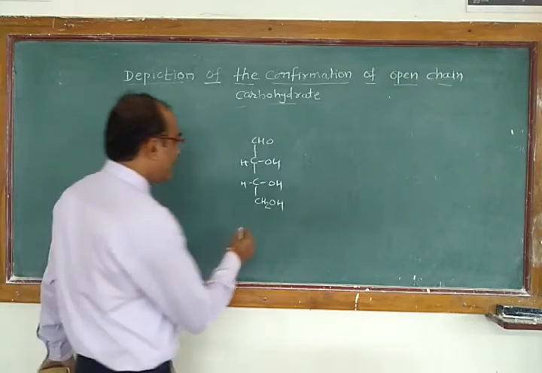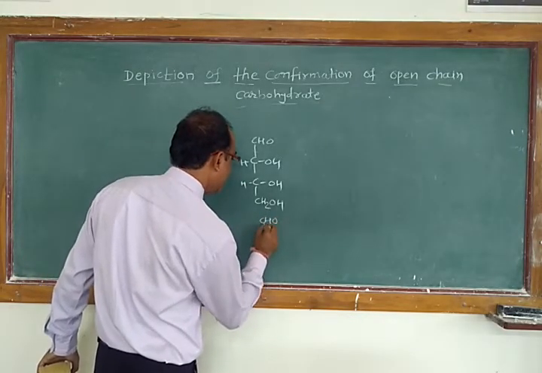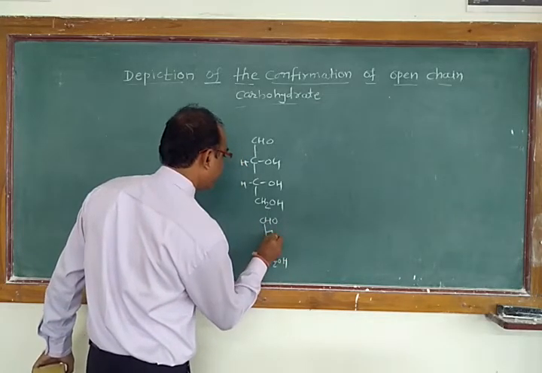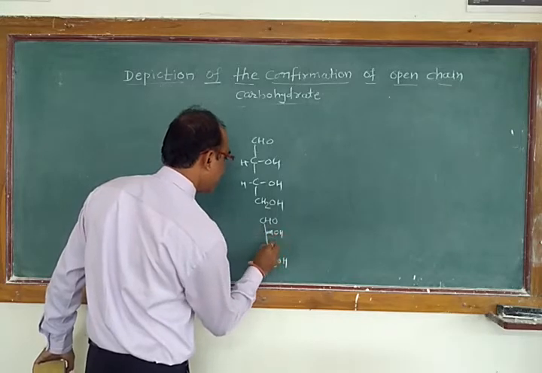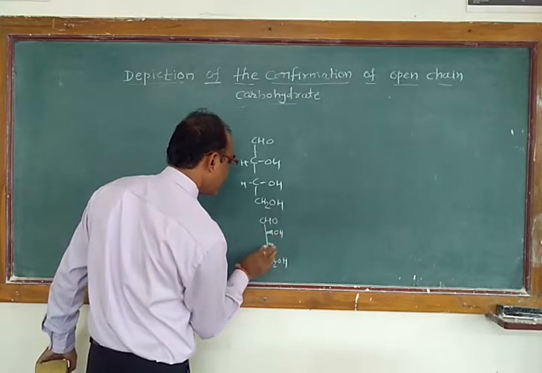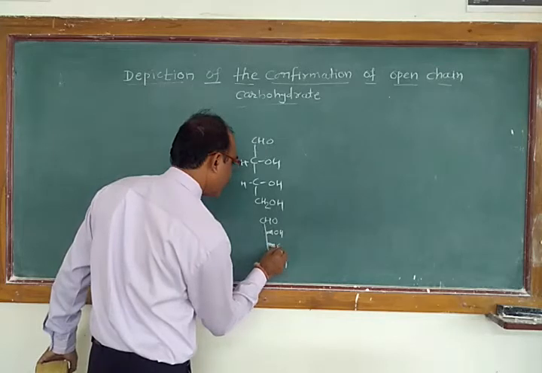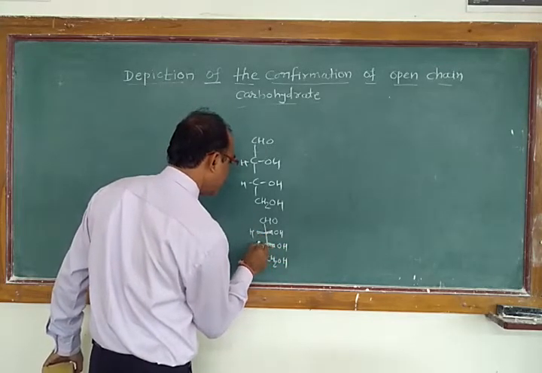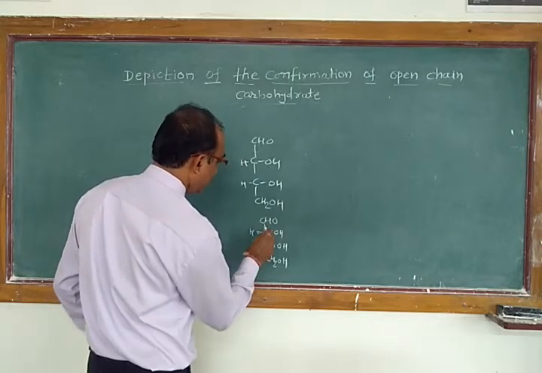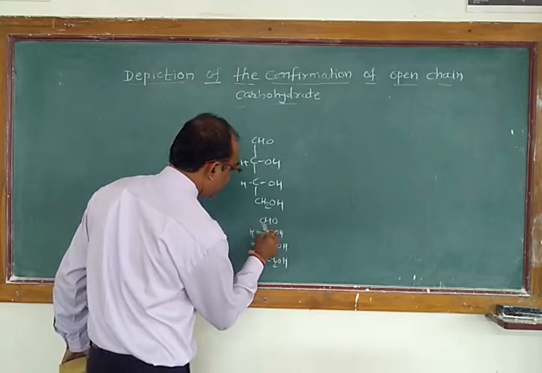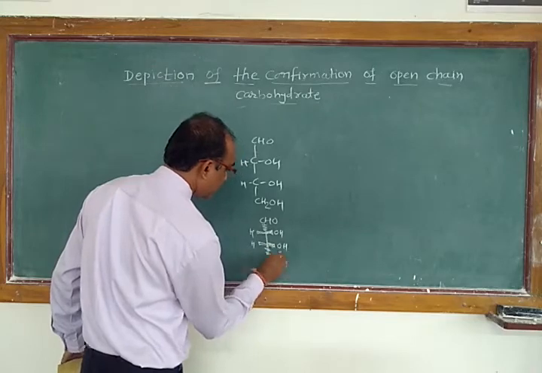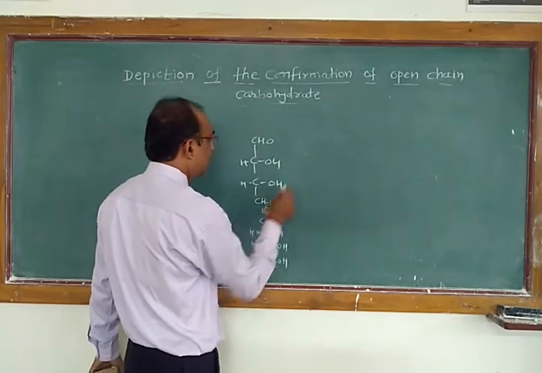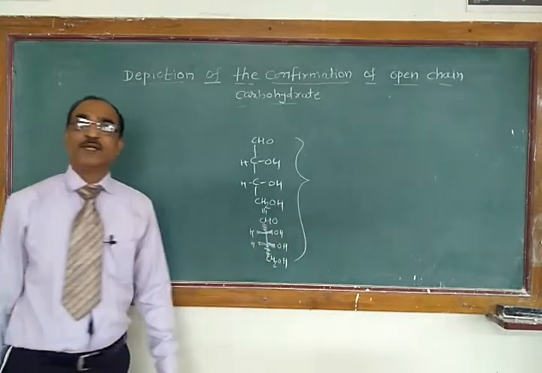If you write it another way also, this is a CHO, then here is a CH2OH, OH, OH, here H, or you can write this also like this. If you take these two, these are similar structures, don't get confused. These two are the similar structure.